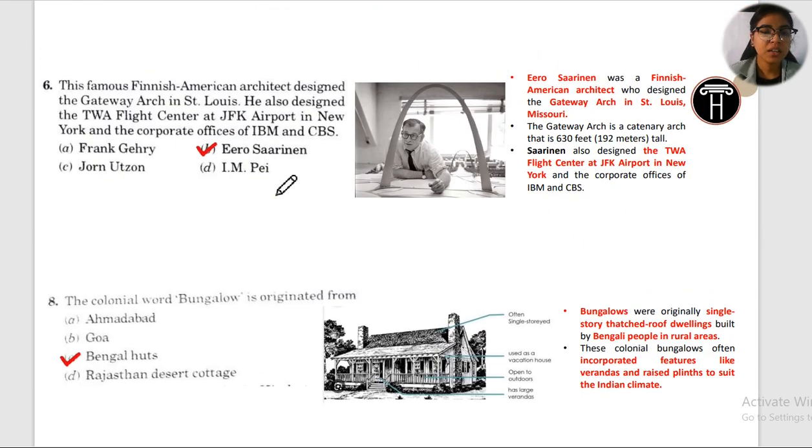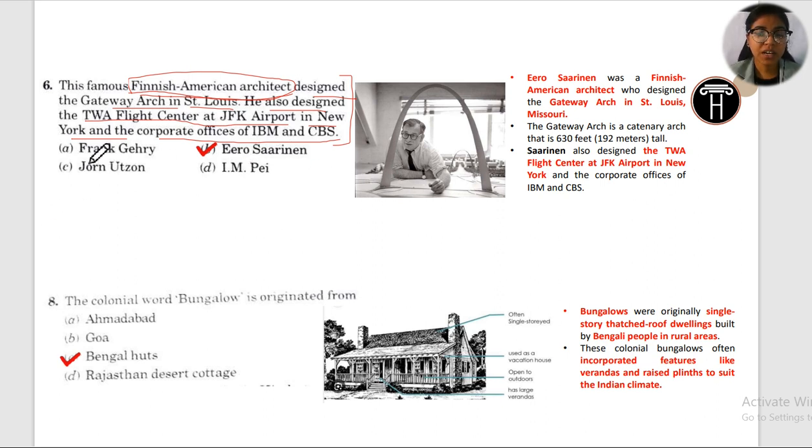Next question we have, this famous Finnish American architect. Again, some brief information is given about the architect, and you have to find out the name of the architect. The first point is he's a Finnish American architect. Second point is he designed the Gateway Arch in St. Louis. He also designed the TWA Flight Center at JFK Airport in New York and the corporate offices of IBM and CBS. So this information is given to you about an architect. Now you have to find out whom these works match.